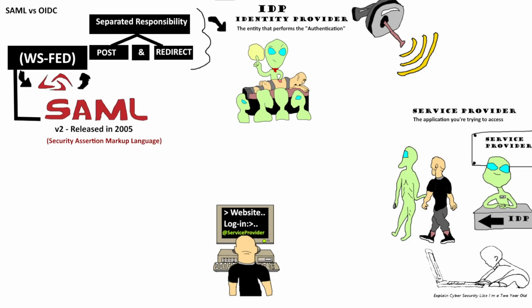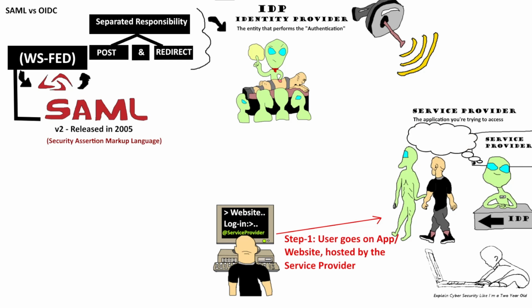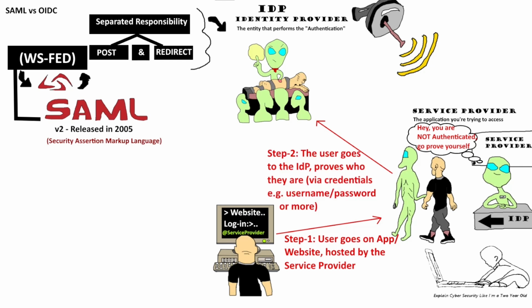Now, back in the day, it would have been a website. Today, it's probably an app, but nonetheless, this is step one. The user tries to access the website but is required to log in and goes to the service provider, who asks them to authenticate themselves. And to do this, the user goes to the IDP through the redirect from the service provider and is asked to enter credentials such as a username or password or even more to prove themselves to the IDP.